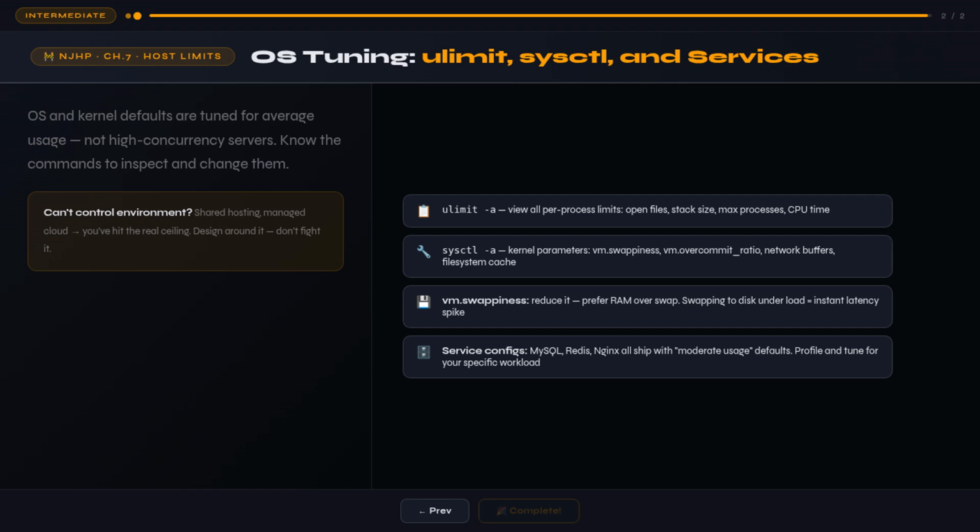When you don't control the production environment, for example on a shared hosting provider or a managed cloud service, you can't change these limits. This is where you reach the real ceiling. Knowing what the limits are helps you design around them rather than discovering them during a production incident.